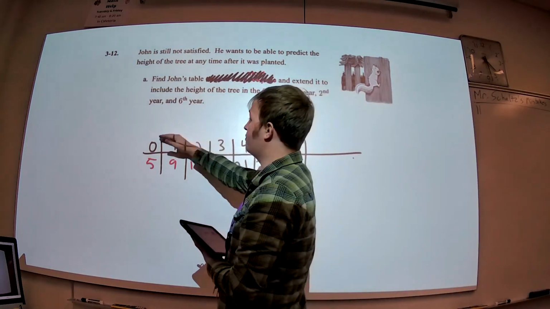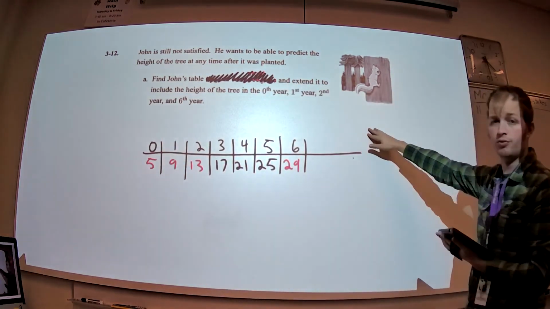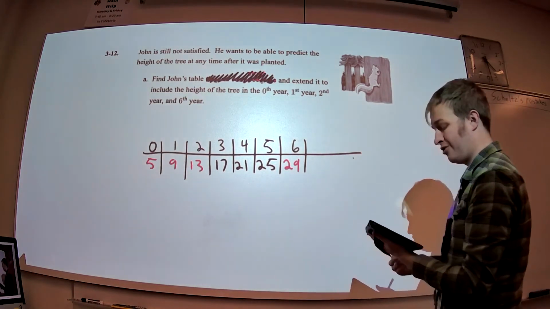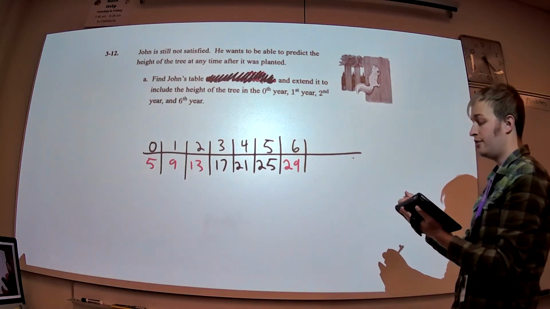So if I'm going backwards here, I'm decreasing by 4. If I'm going to the right, I am increasing by 4. So I could keep going with this table. So let's see what this next one says.